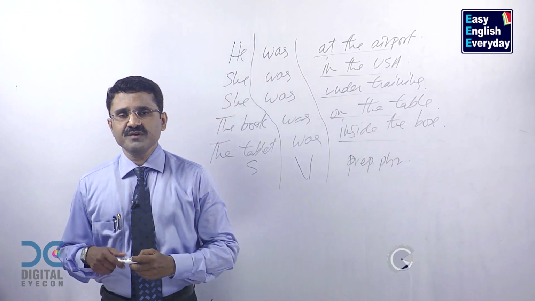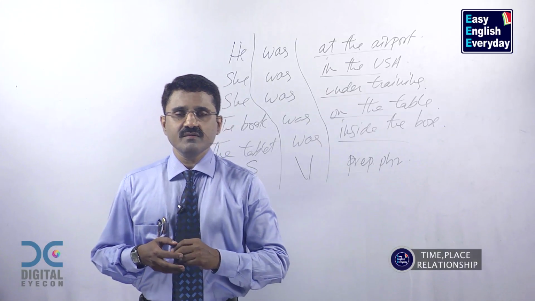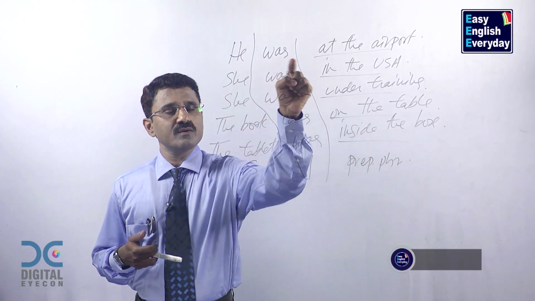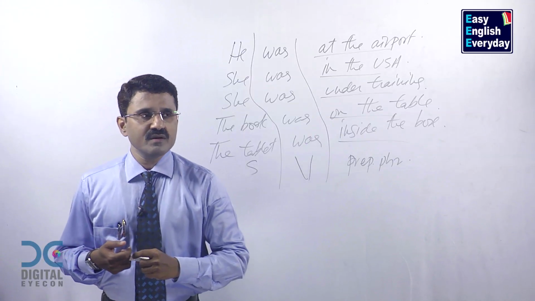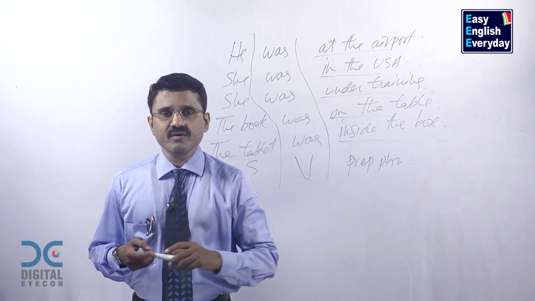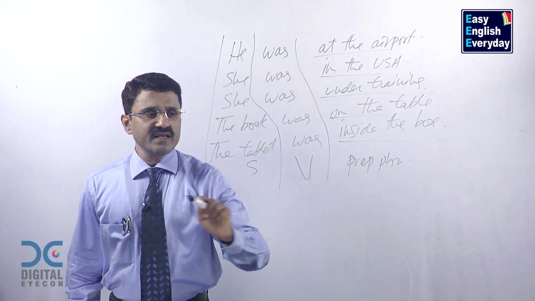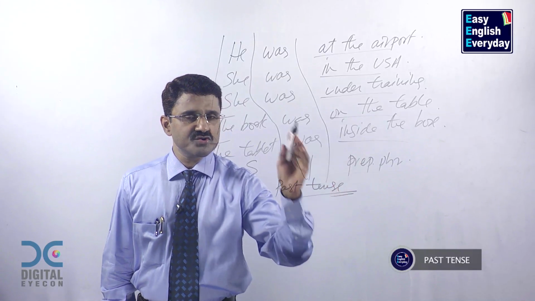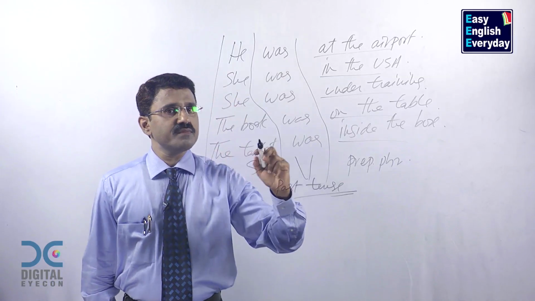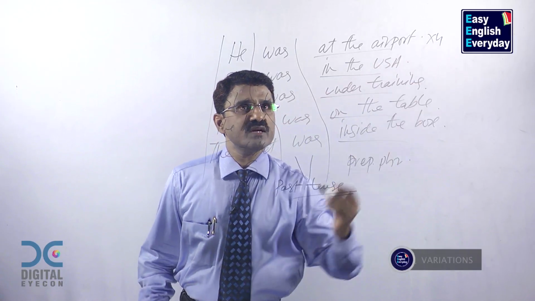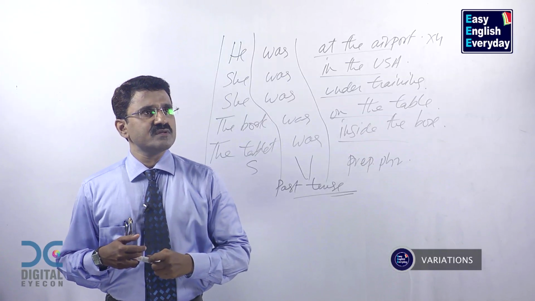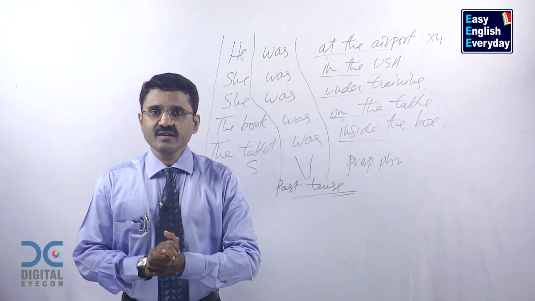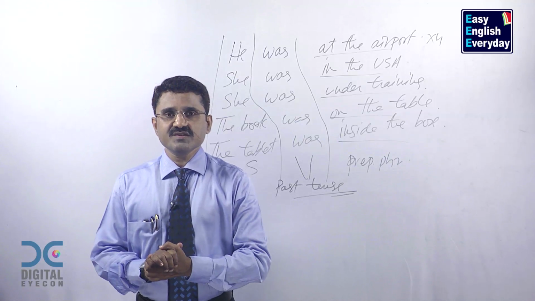A preposition is a word which indicates time, place, relationship. Now this is the fourth use of the word was. This is called auxiliary verb or main verb, or you can simply call it a technical word. These examples indicate past tense. Because was is meant for past tense, you should use it only for past tense. Now every example can be used in four ways. He was at the airport. He was not at the airport. Was he at the airport? Wasn't he at the airport? She was in the USA. She was not in the USA. Was she in the USA? Wasn't she in the USA?